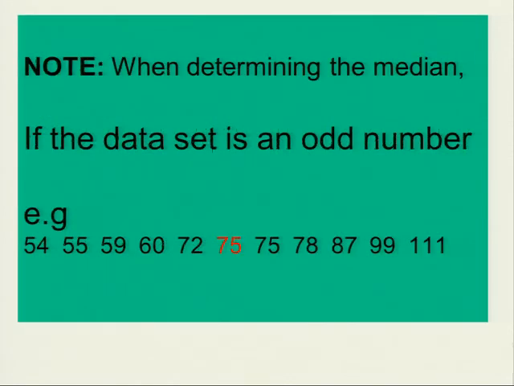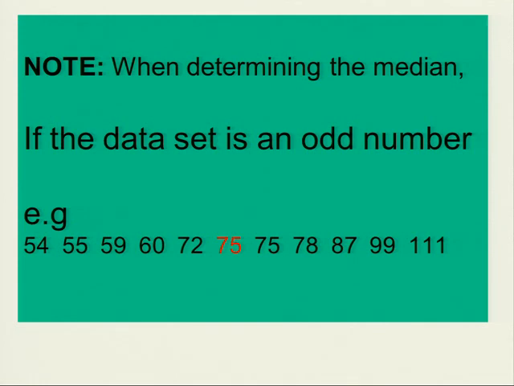Okay, grade 12s. But note, when determining the median, if the data set is an odd number, remember odd numbers, grade 12s? Odd numbers, 1, 3, 5, 7, 9, and so on. Those numbers, remember, you were told that we call them odd numbers. So if your data set, when you're counting the numbers that you are having in a data set, gives you an odd number, you are going to have only one number in the middle.